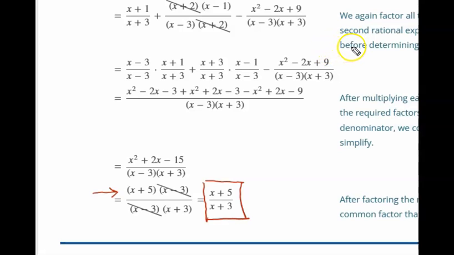It's going to take a while. Again, the protocol is factor everything. Find out what your least common denominator is. Multiply the resulting fractions by 1 to make them equivalent fractions with your common denominator. And then once you combine like terms, see if you can factor still, and then simplify.